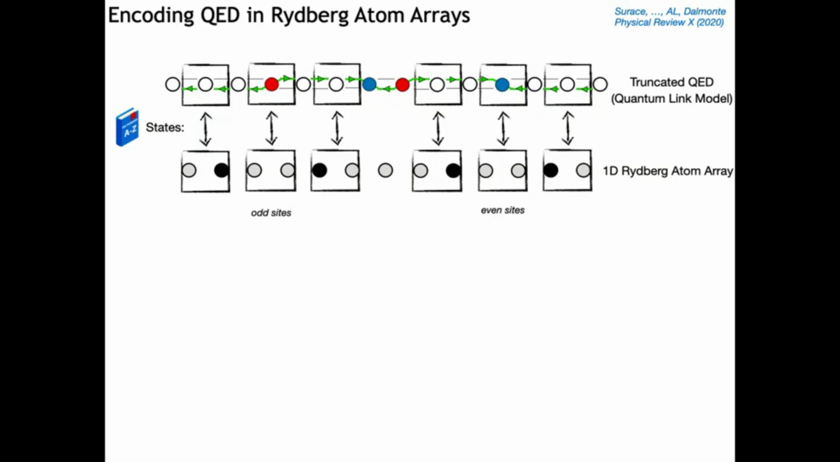Okay, so this is quite unexpected, maybe, but this is an analogy that allows you to encode the degrees of freedom of the gauge theory in the degrees of freedom of this Rydberg atom array.